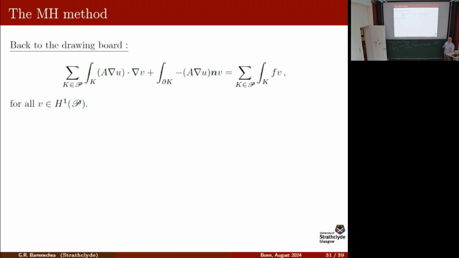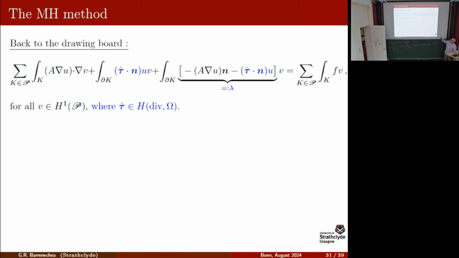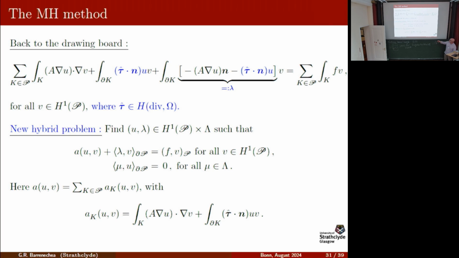It's not exactly the same thing, because what we did here is all of our favorite trick. We added 0. The 0 we added was essentially we added and subtracted this term, where tau is anything in H(div), right? And now this is my new Lagrange multiplier. It's not just the normal flux, it's the normal flux minus the thing, right? And this is my mixed problem. It looks exactly like the mixed problem we had before for the MHM method, with the very important difference that we have this term now here.